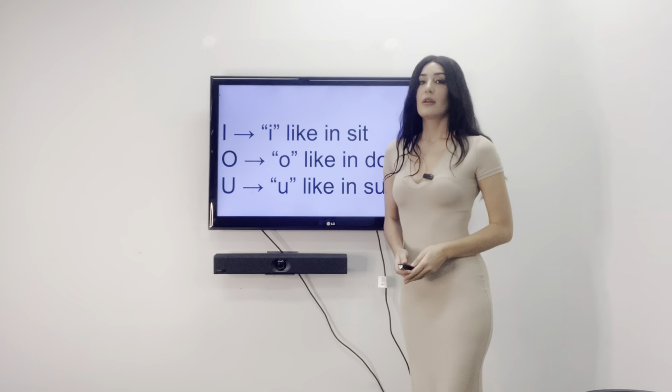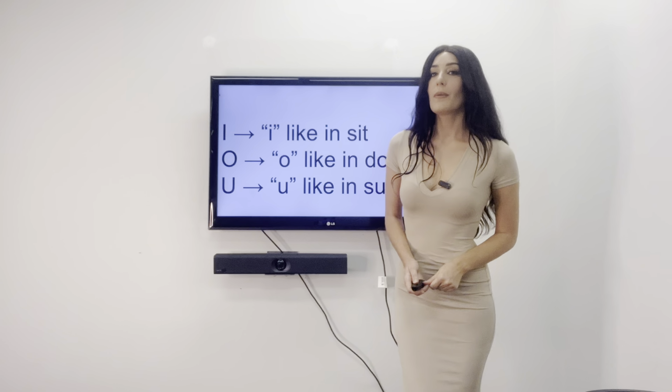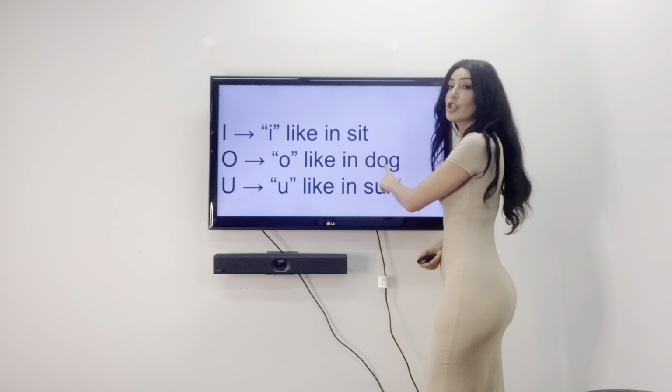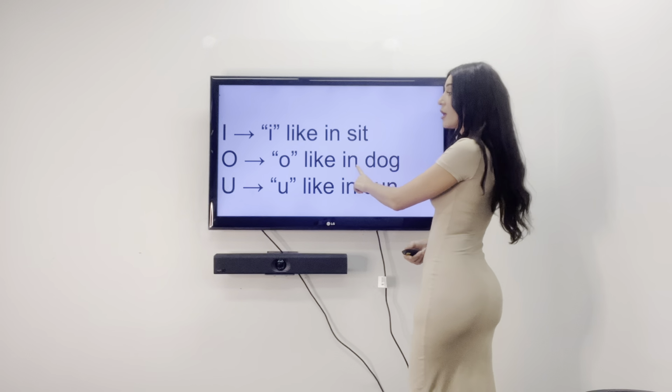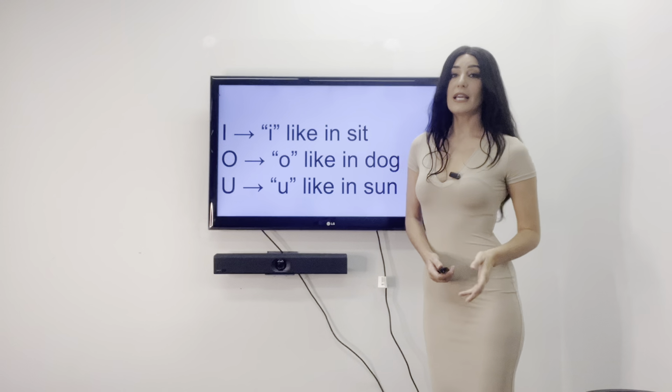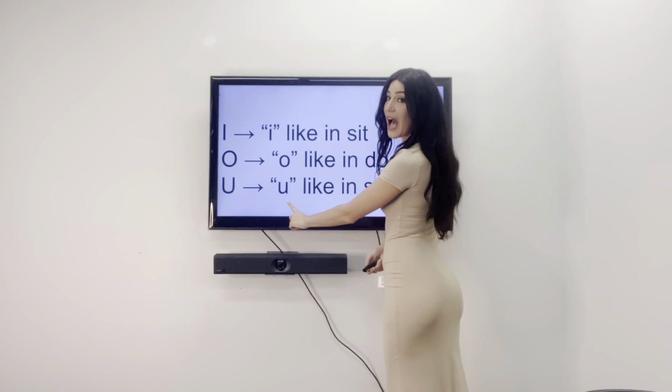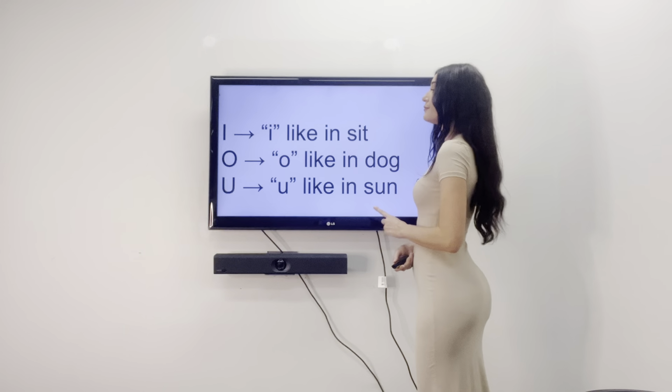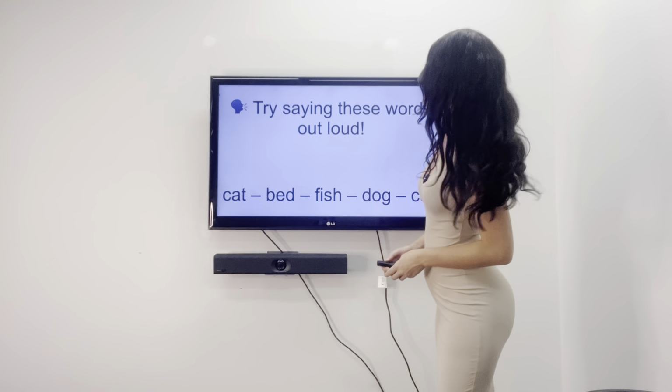O is oh, oh, like in dog. Oh, dog. Oh. And finally, U makes an uh sound, like in sun. Sun. Sun. Don't get confused. It's not like cat. Like sun. So be careful with those two.